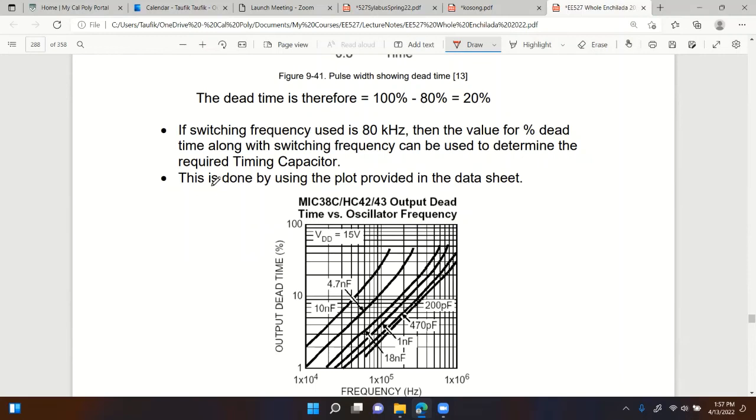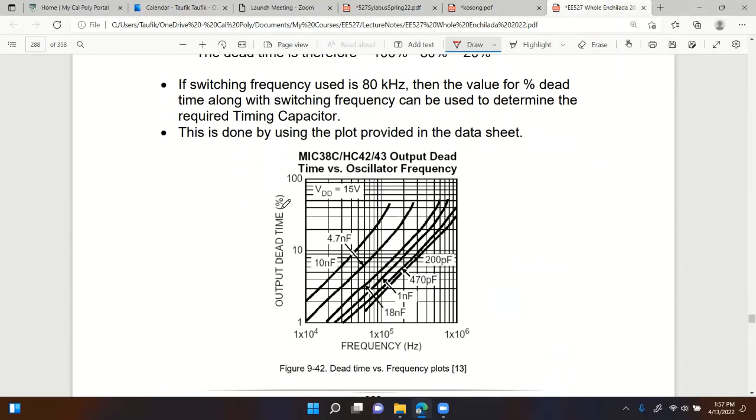Then the percent off time along with the switching frequency can be used to determine the required timing capacitor. And the reason why I use dead time, now I remember, is because that's what the data sheet is using instead of off time. So keep in mind, the dead time right here is not the one that you learn from synchronous rectifier. This is actually off time. So the off time was calculated to be 20%. So that's right here, 20%, and then frequency is 80 kilohertz.